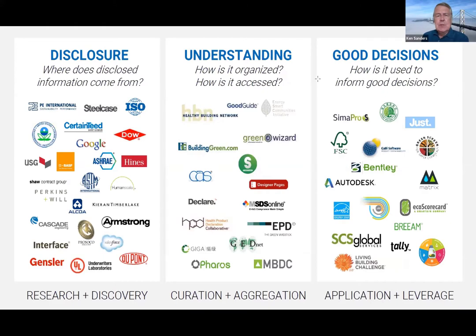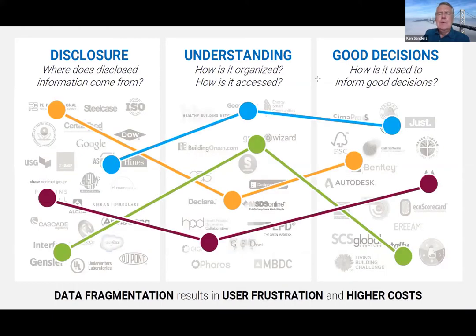This is sort of a visual of the current situation. The information comes from a lot of different places on the left-hand side, and it's used in a lot of ways on the right-hand side. It informs decision-making. The problem is in the middle, where all this information is scattered in literally hundreds of different places, disconnected from each other, and so forth. And it's very time-consuming and costly for people to try to navigate all these different information pathways. It's a huge data fragmentation problem.